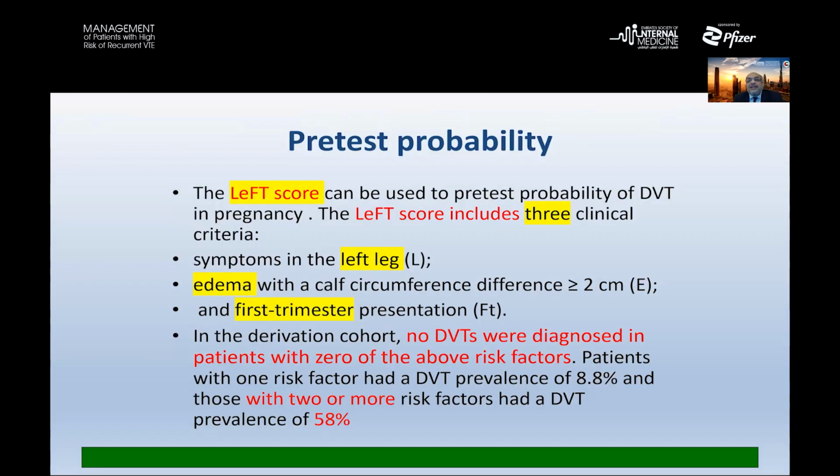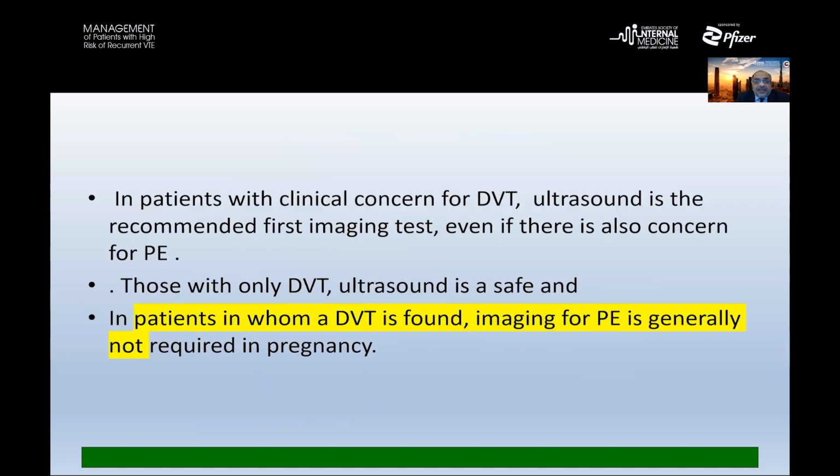Here we are using a new type of score, which is called the LEFt score. It has 3 clinical criteria: symptoms in the left leg, edema with a calf circumference difference of more than 2 centimeters, and first trimester presentation. If none of these three are there, usually they say the DVT risk is very low. But if 2 or more are there, the risk of a DVT is about 58%. So here we are not using the Wells criteria, we are using the LEFt criteria.